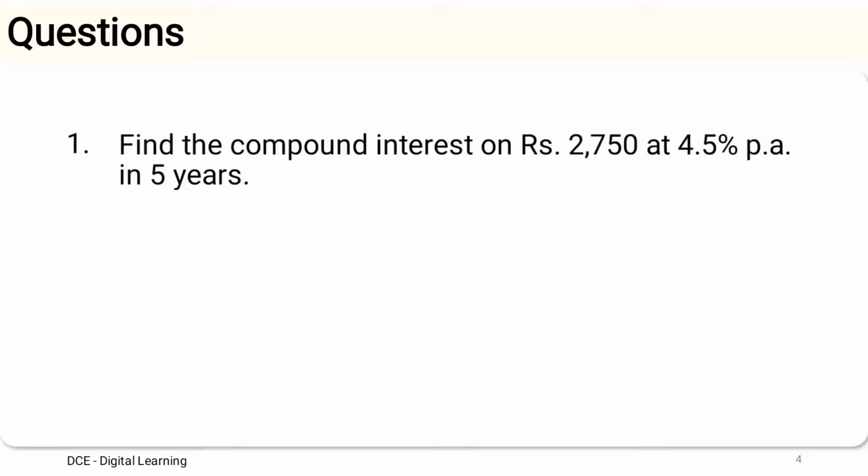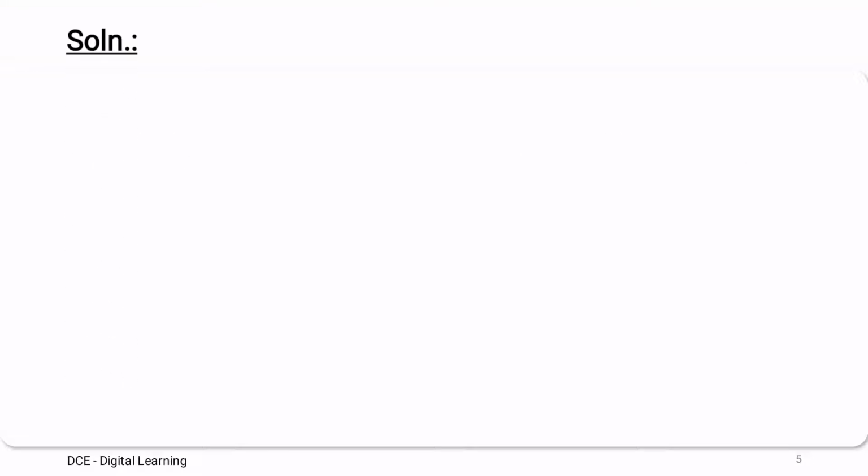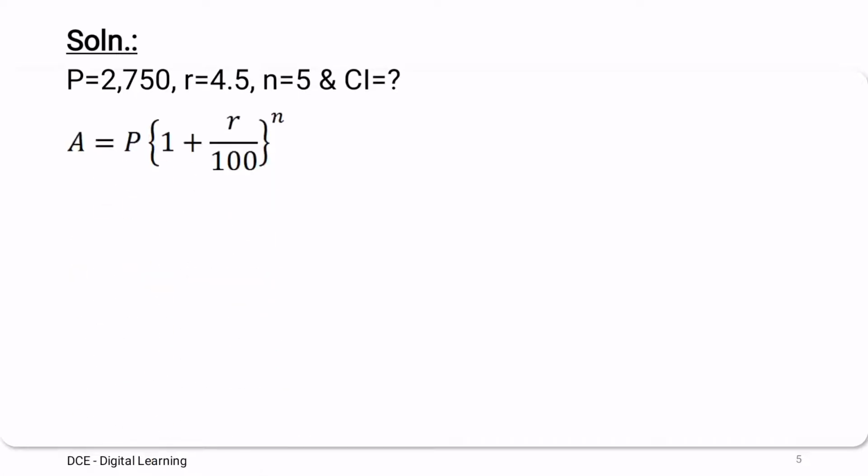Now, let us take an example. Find the compound interest on rupees 2750 at 4.5% per annum in 5 years. Here, P is the principal 2750, R is the rate of interest 4.5, and N is 5 years. We have to compute compound interest. For that, we first need to compute the amount. From that amount, we deduct the principal, and the difference is the compound interest.